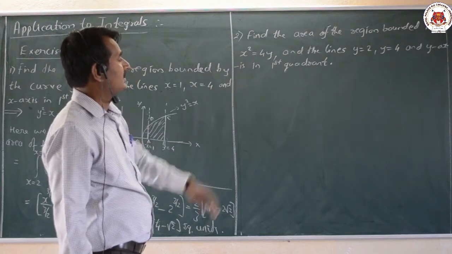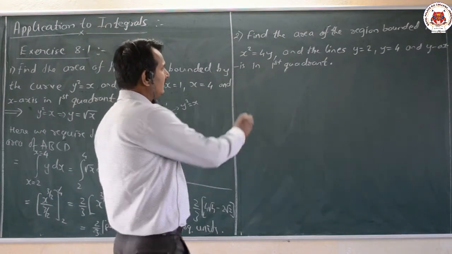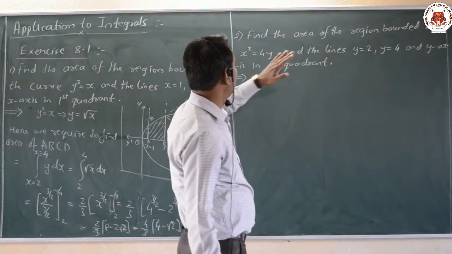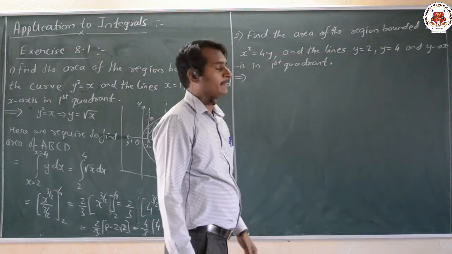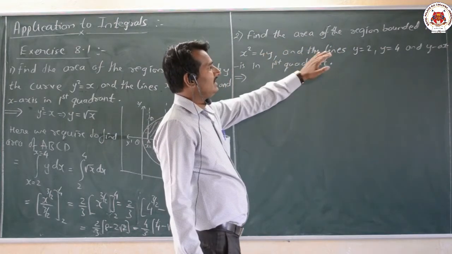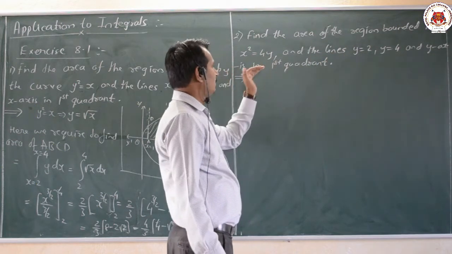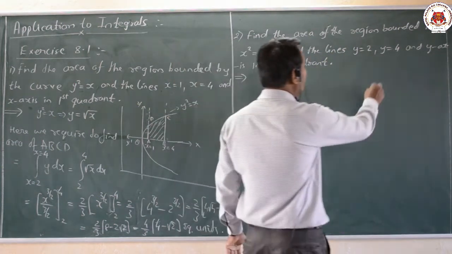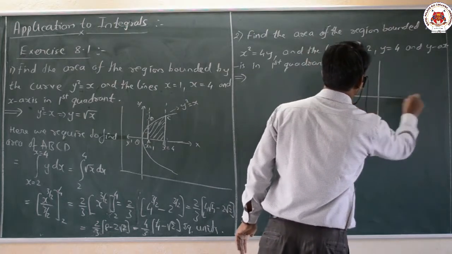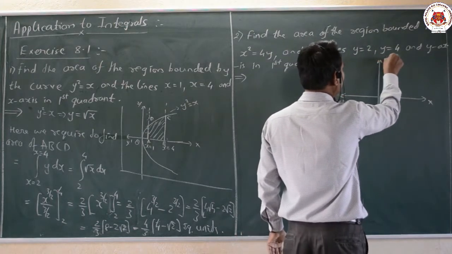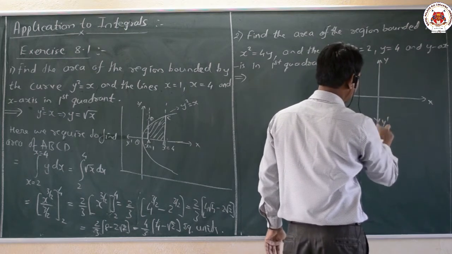Now let us move on with the second problem. What is given in the second problem is: find the area of the region bounded by x square equal to 4y, and the lines x equal to 2, y is equal to 2, y is equal to 4, and the y axis in the first quadrant.